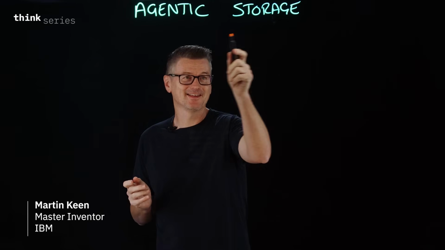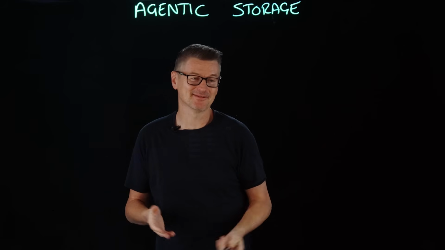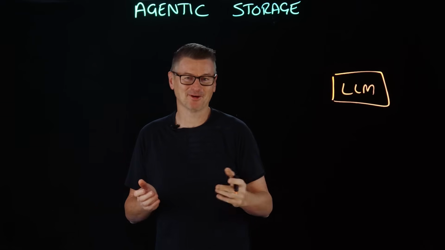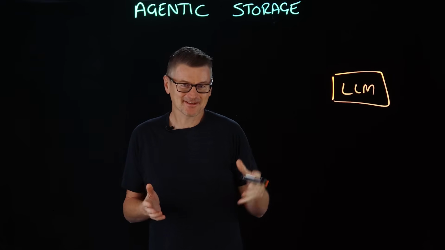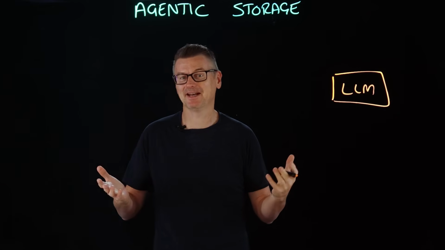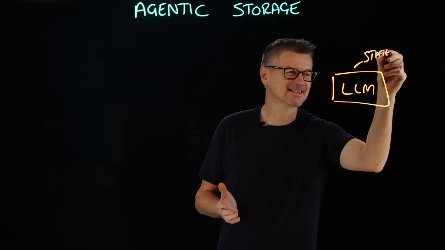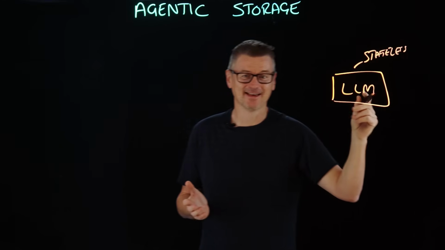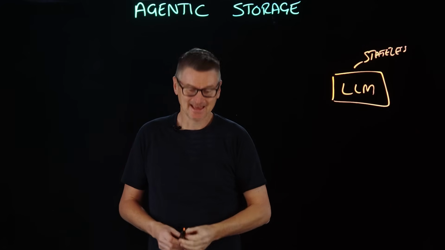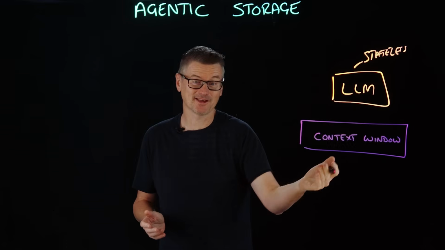What is agentic storage and why do we need it? Well, agentic AI systems are powered by LLMs, large language models, but they're not chatbots. They're systems that actually go out and do work autonomously, like write code and remediate incidents. And LLMs are essentially stateless entities. When you spin up an AI agent, its entire memory exists inside what we call the context window.